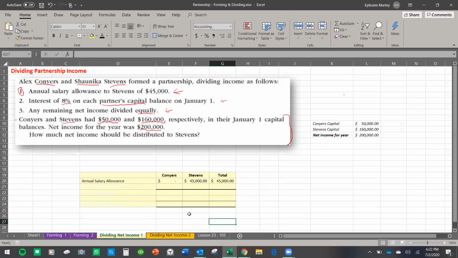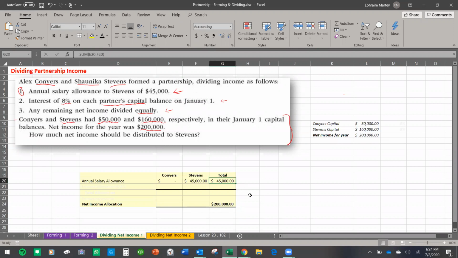Now with this schedule at the bottom, that is where you need your total net income. You need to list your total net income here, which in this case will be 200,000, or you can ignore it and see if it works out at the end of everything. So let's reference the net income, which is 200,000. At the end of everything, this plus this should equal 200,000. We're done with the first one.